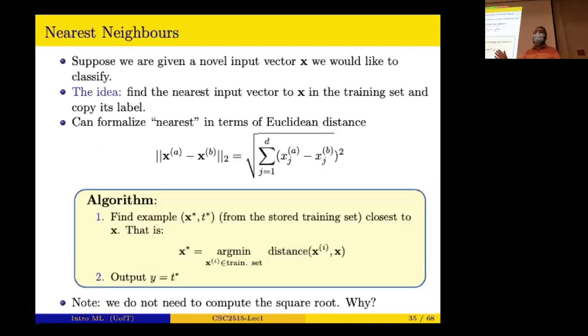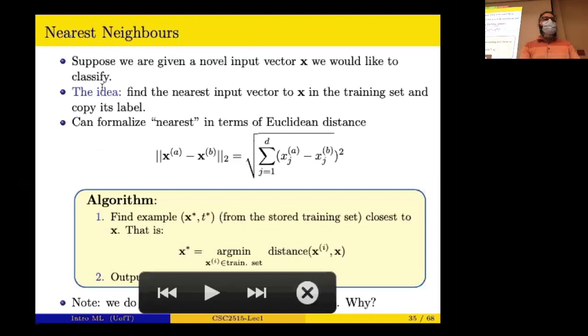So this is called nearest neighbors. I mentioned that the idea is, as you said, find the nearest input vector to x in the training set and copy its label. So that's the basic idea.